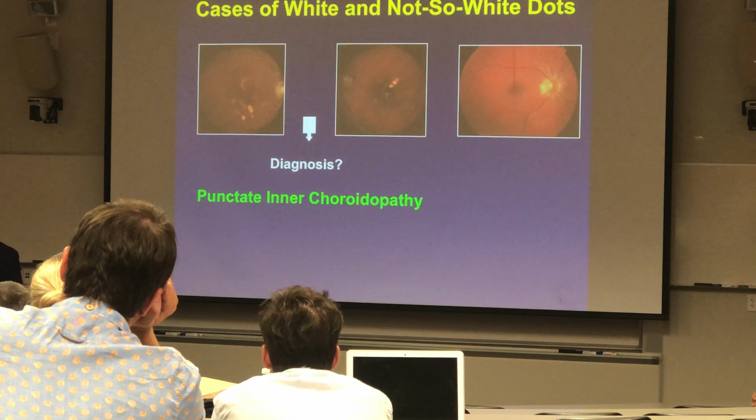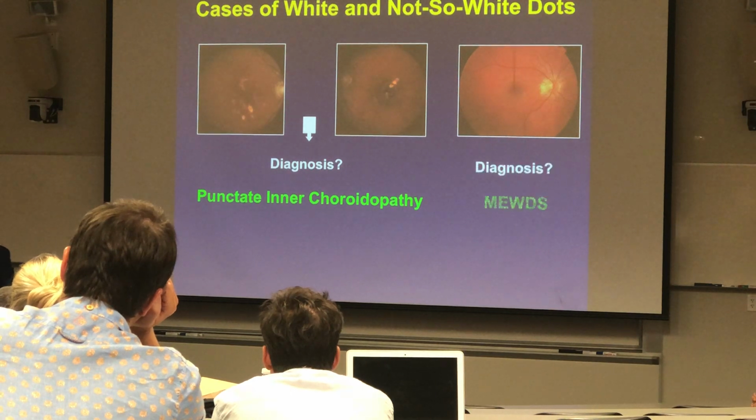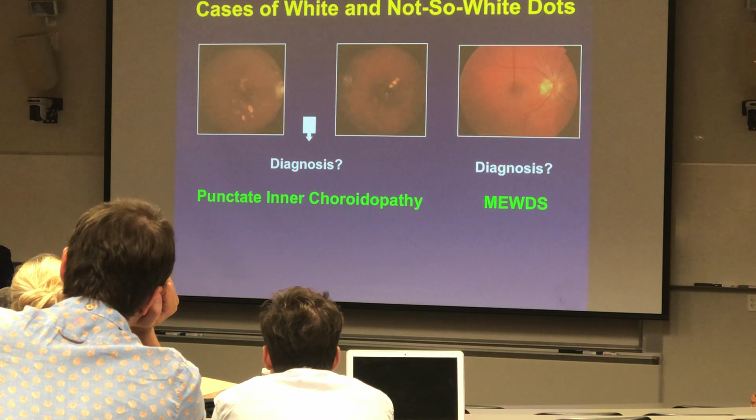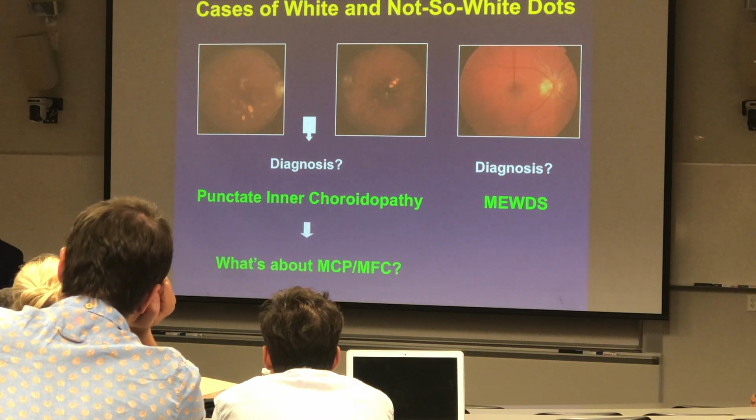So these two are PIC, both of these. One is the woman and one is the man, just to illustrate that PIC can also occur in men, although the course is much more aggressive. The third one is MEWDS. This is a case of MEWDS because the lesion is much more subtle and it can also disappear. And the other condition, one could say, could it be a case of multifocal choroiditis as well?